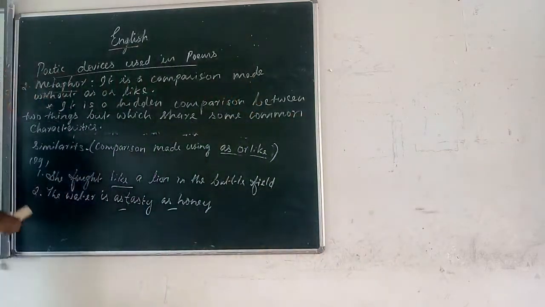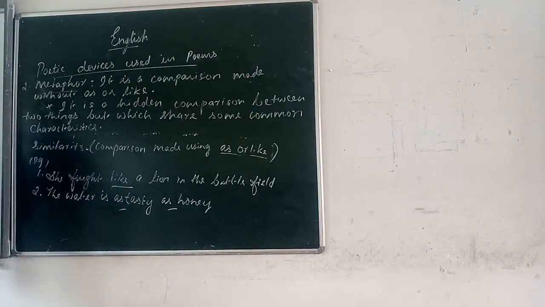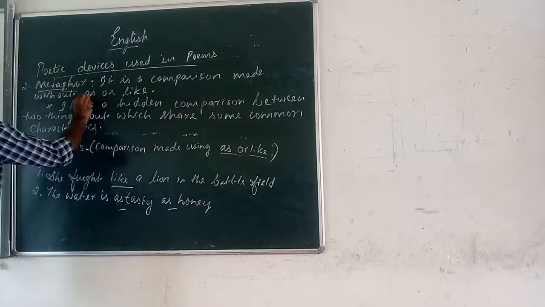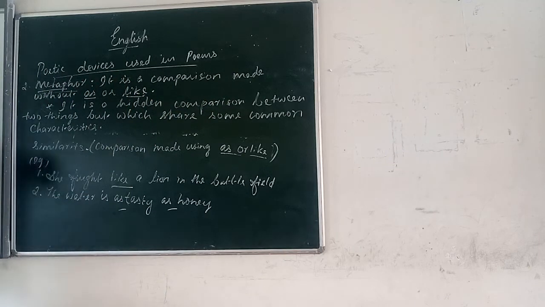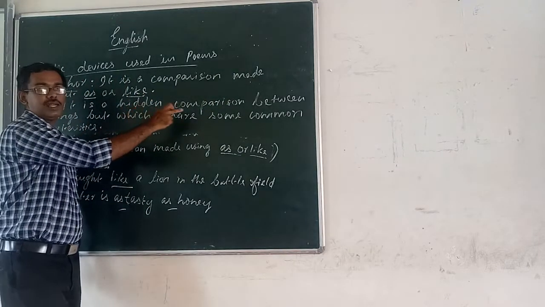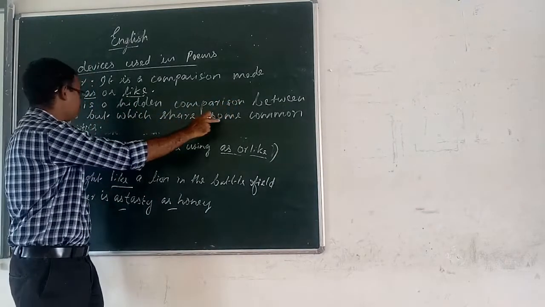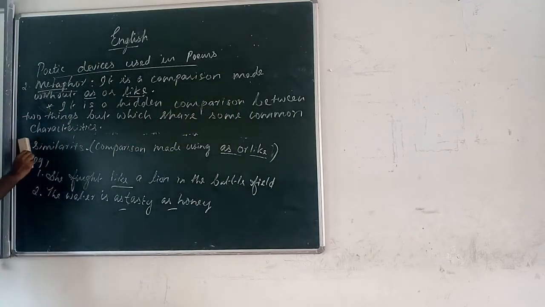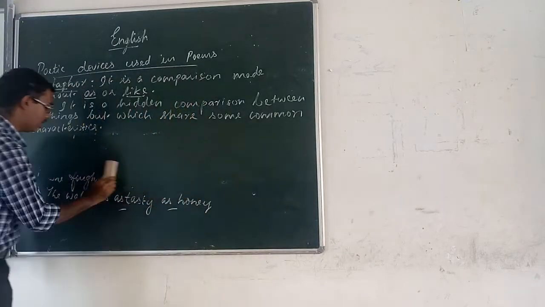Here, we have mentioned the second figure of speech is metaphor. It is a comparison made without as or like. That is known as metaphor. We can define it in another way. It is a hidden comparison between two things which share some common characteristics. For example, I give you a common example that is easy for you to understand.